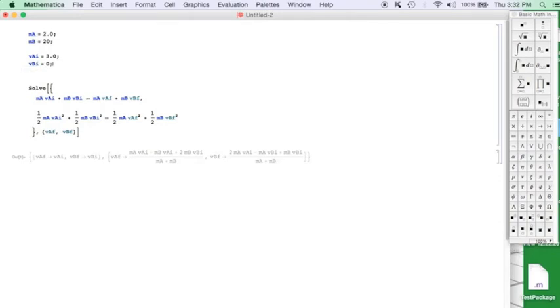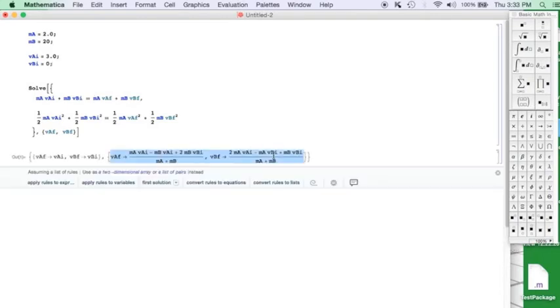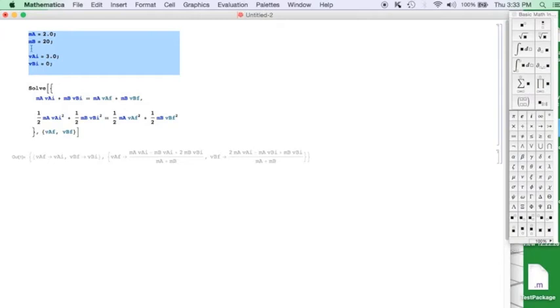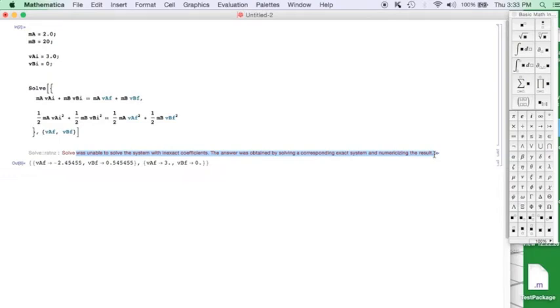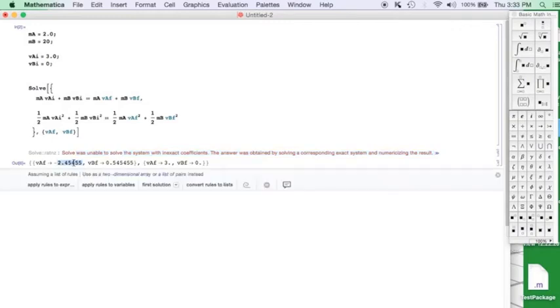And if I evaluate now, I should get down here, instead of the equations for A and B, the actual numbers, because it will plug in the starting values that I gave. And you can see it gives you a little bit of a warning message here telling you that it couldn't solve for exact coefficients. Don't worry about that. We're not going to pay too much attention to it. But what we will find is that when we plug in, the final A velocity is about negative 2.5, and the final B velocity is about 0.54.